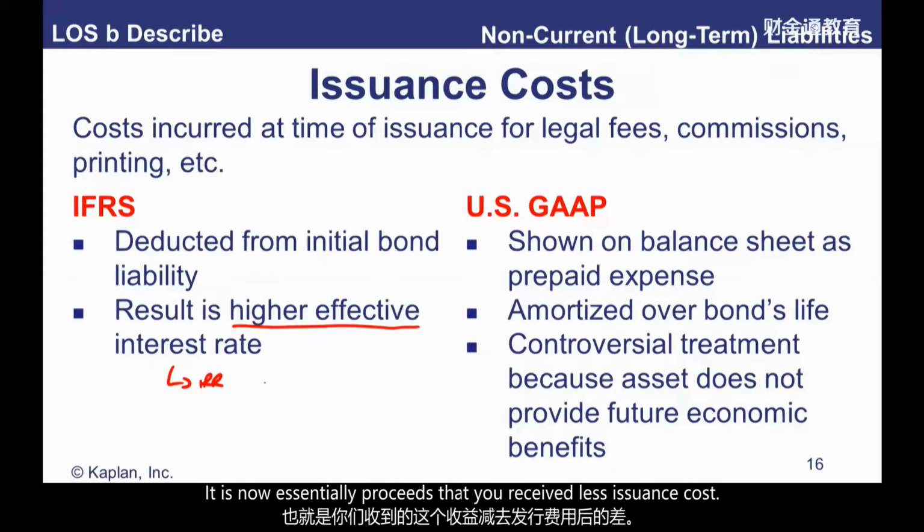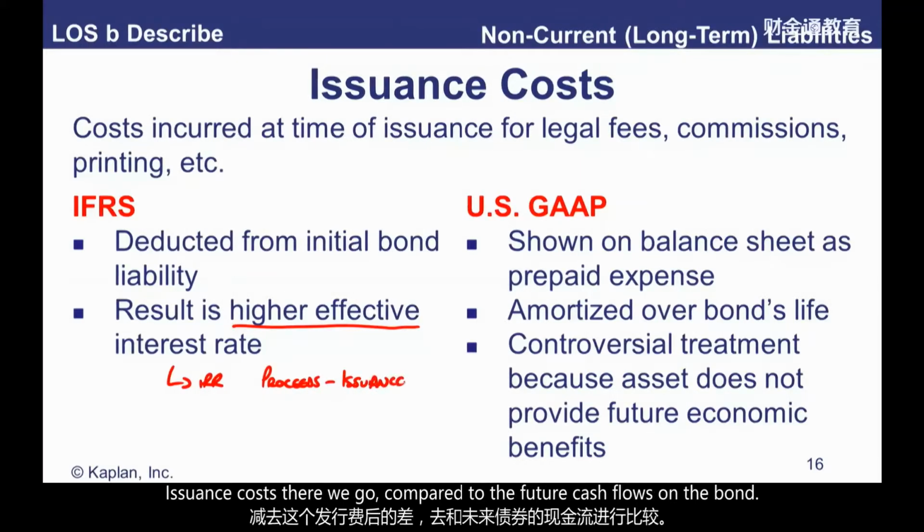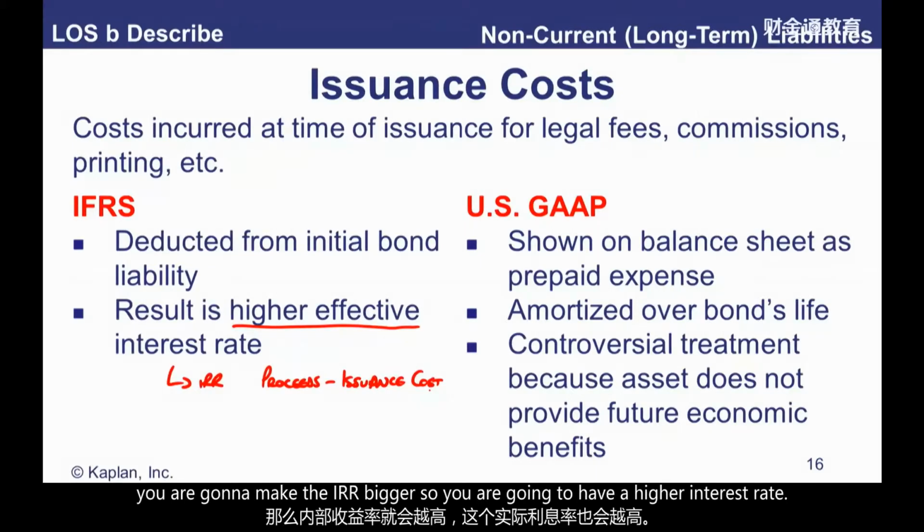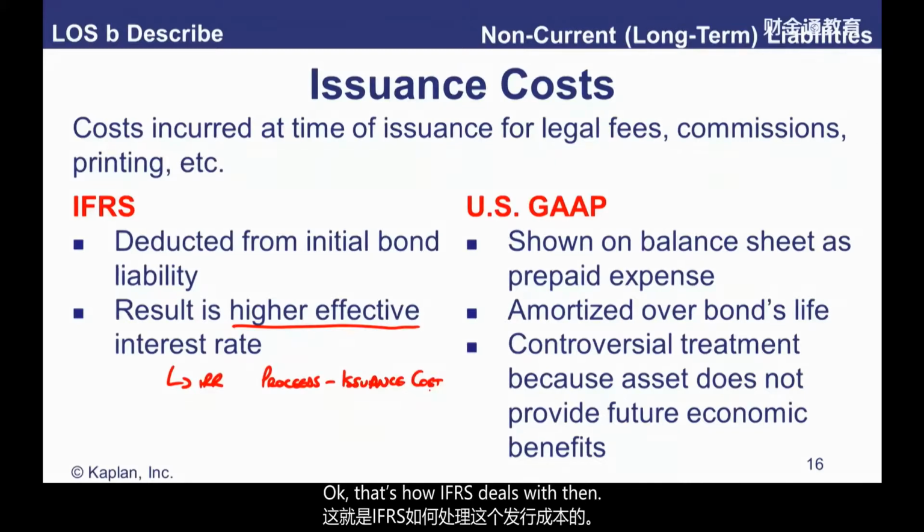And what we've just done essentially is reduce the cash you received. It's now essentially proceeds that you received less issuance cost, compared to the future cash flows on the bond. So essentially, by making the initial inflow smaller by the issuance cost, you're going to make the IRR bigger. So you're going to have a higher effective interest rate. Okay, now that's how IFRS deals with it.